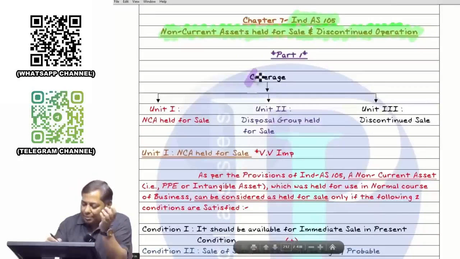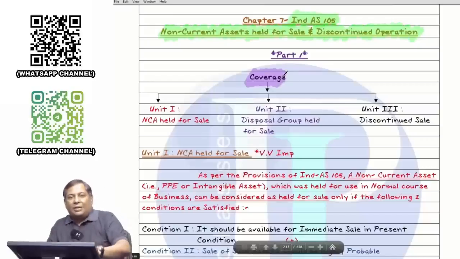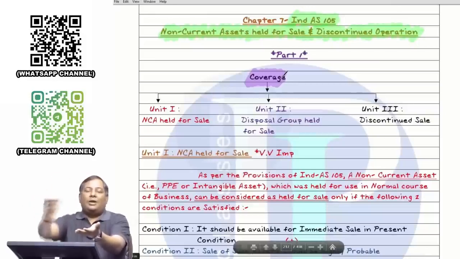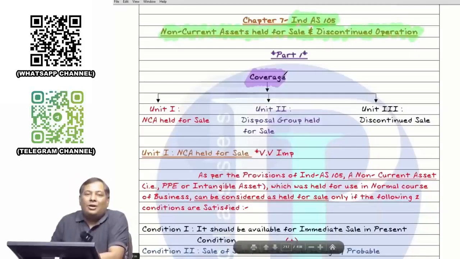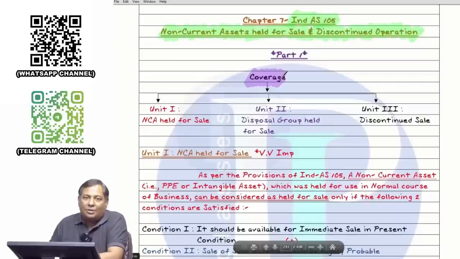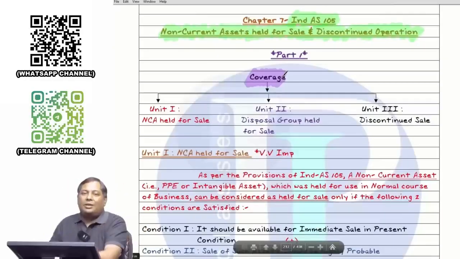And the first thing I made you note was the coverage in 105, right? When I was teaching this 105, I had initially divided this chapter into 3 parts. As I said, this chapter has 3 units. Unit 1, non-current assets held for sale, was studied. We studied unit 2, disposal group. Unit number 3, we studied discontinued operation. In CA Inter, in AS 24 you study discontinuing operations. Here we study discontinued operations.